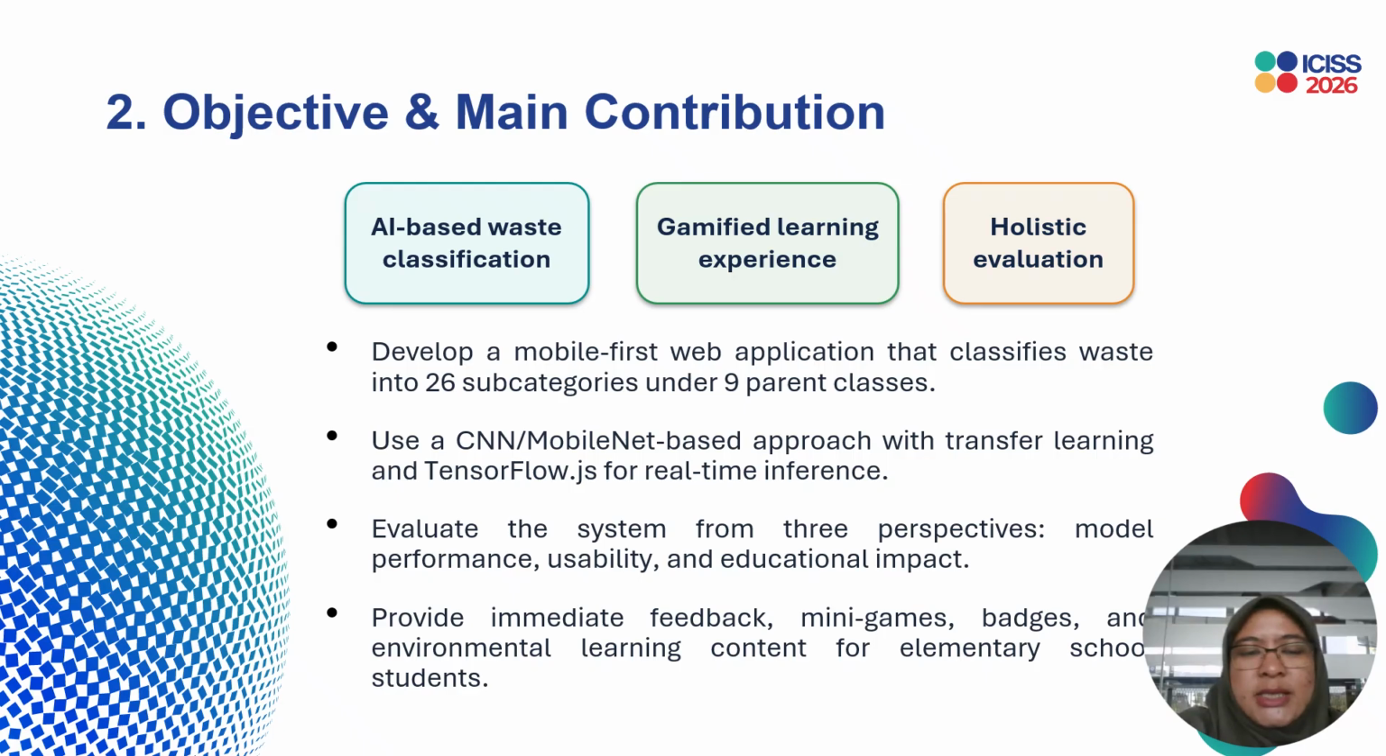The main objective is to develop a mobile-first web application that can classify waste into 26 subcategories under 9 parent classes. For the AI component, we use MobileNet with transfer learning, deployed using TensorFlow.js to support real-time inference. The system also provides immediate feedback, mini-games, badges, and environmental learning content. Therefore, our contribution can be summarized into three parts: AI-based waste classification, gamified learning experience, and holistic evaluation.